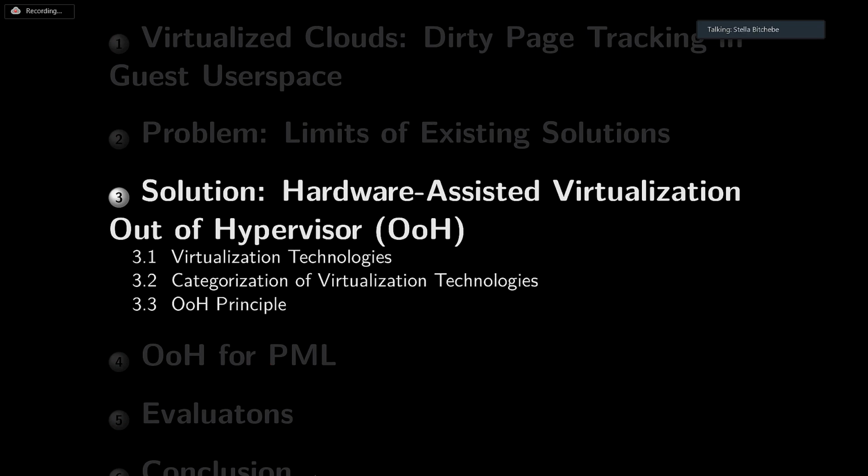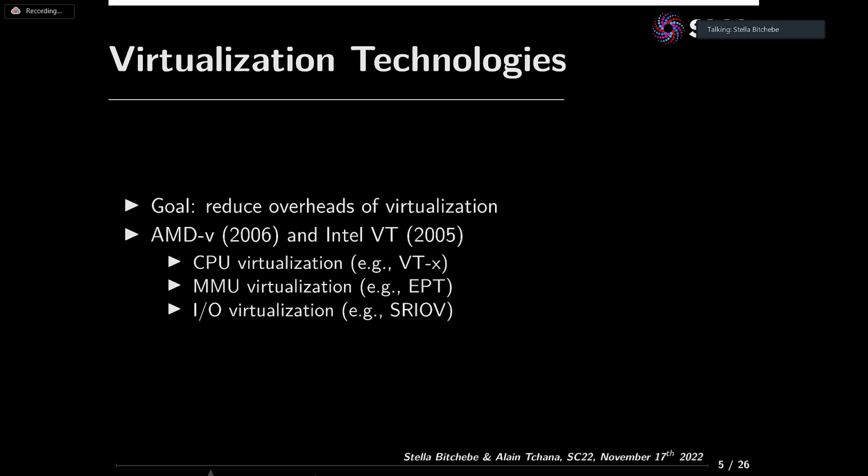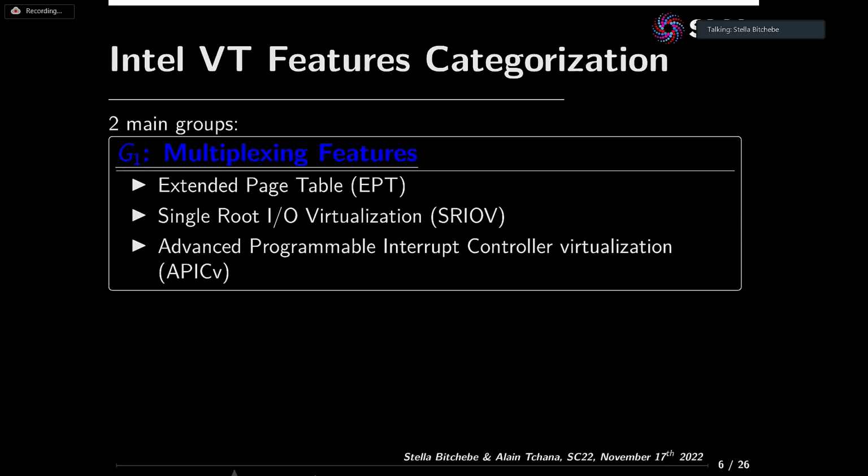Virtualization technologies started being introduced in processors in 2005 and 2006, mainly by Intel and AMD, with the main goal of reducing the intrinsic overhead of virtualization. Intel, for example, has introduced extensions to virtualize the CPU, to virtualize the memory, to virtualize I/O operations. We can classify those virtualization features in two main groups.